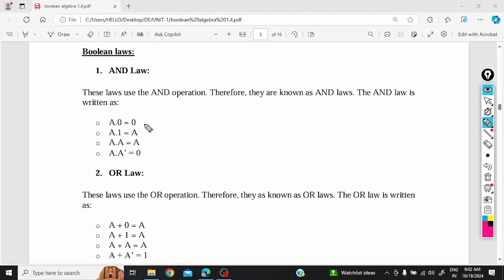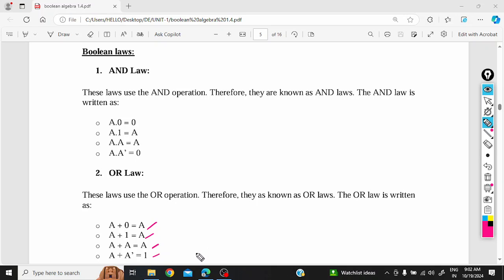Now you can see clearly that a dot 0 is always 0, a dot 1 is a, a dot a is a, and a dot a bar is always 0. So this is related to the AND operation. Coming to the OR operation, you can observe clearly a plus 0 means if I am adding a variable with 0, my variable is going to appear as output. A plus 1 is 1, a plus a is a, a plus a bar is always 1.